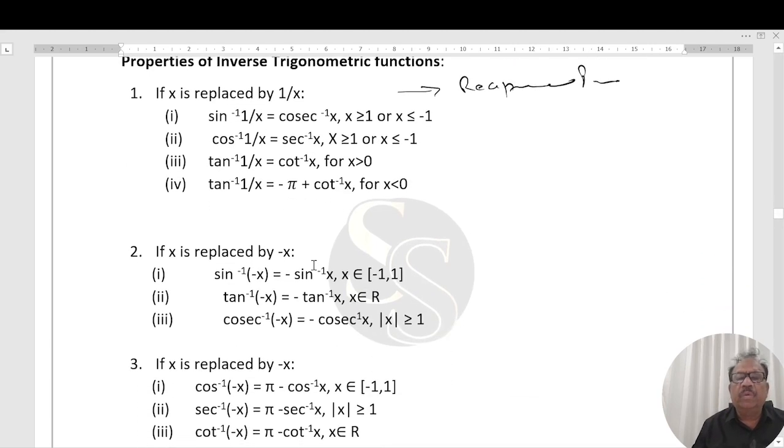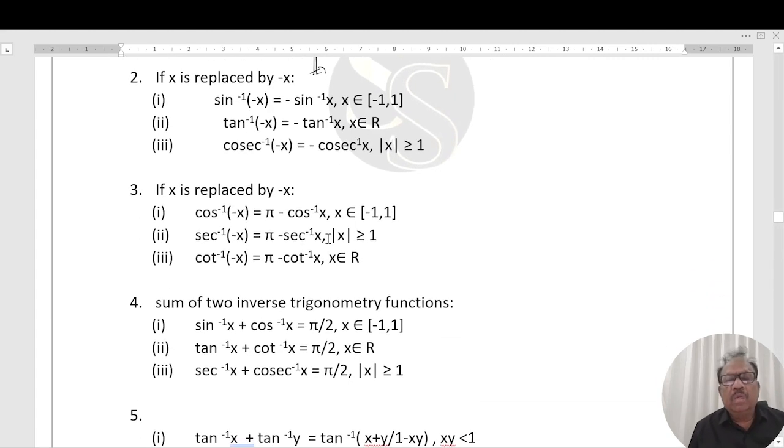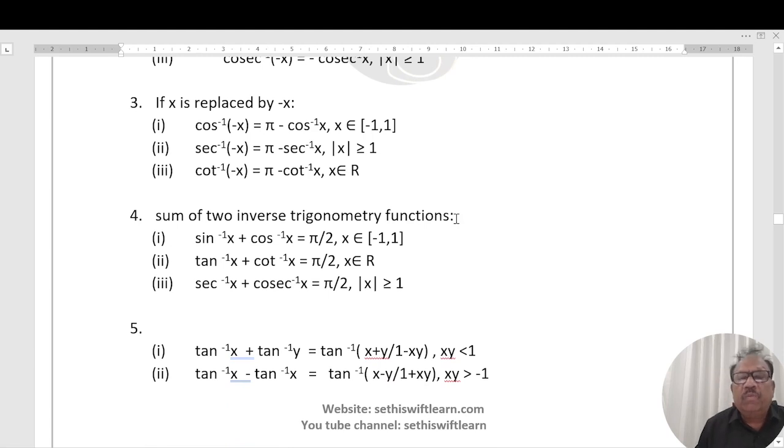If x is replaced by minus x, then these are the answers, right? I will discuss all these properties along with the questions. Sum of two inverse trigonometric functions: sin inverse x plus cos inverse x equals pi by 2. Tan inverse x plus cot inverse x equals pi by 2. Sec inverse x plus cosec inverse x equals pi by 2. Be careful regarding these. Be very, very good.